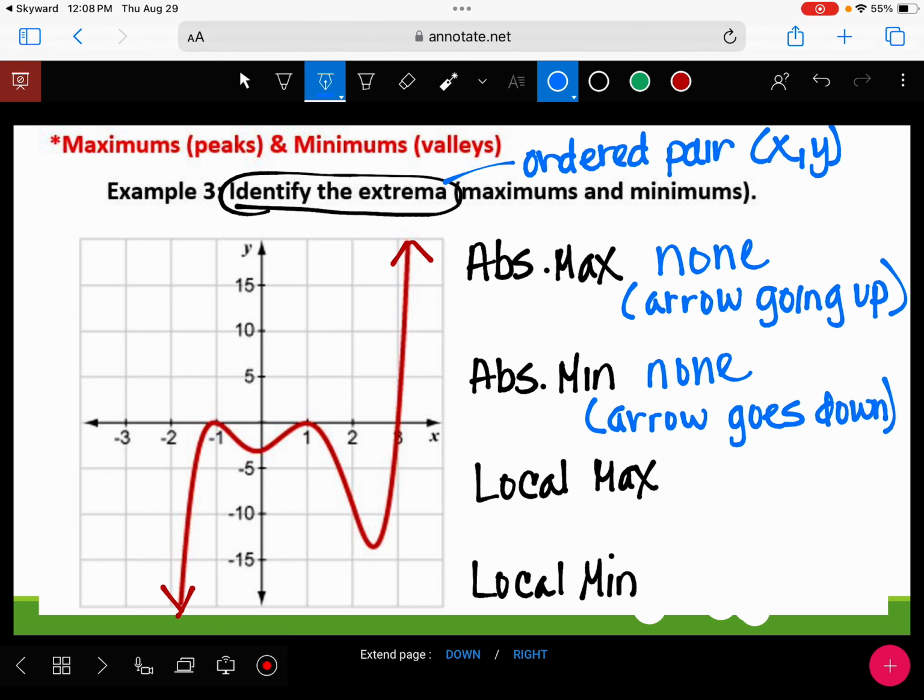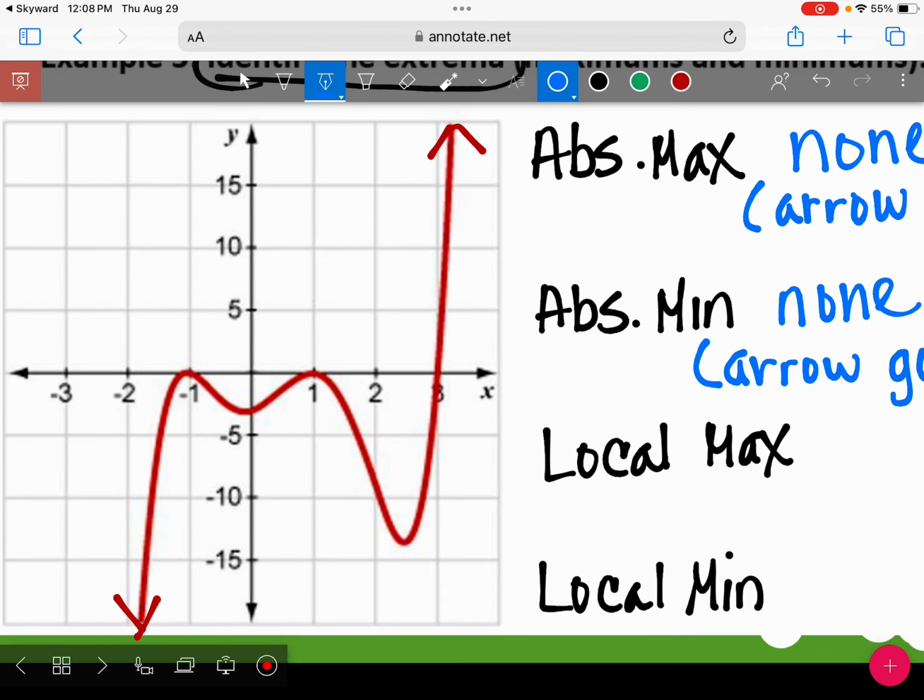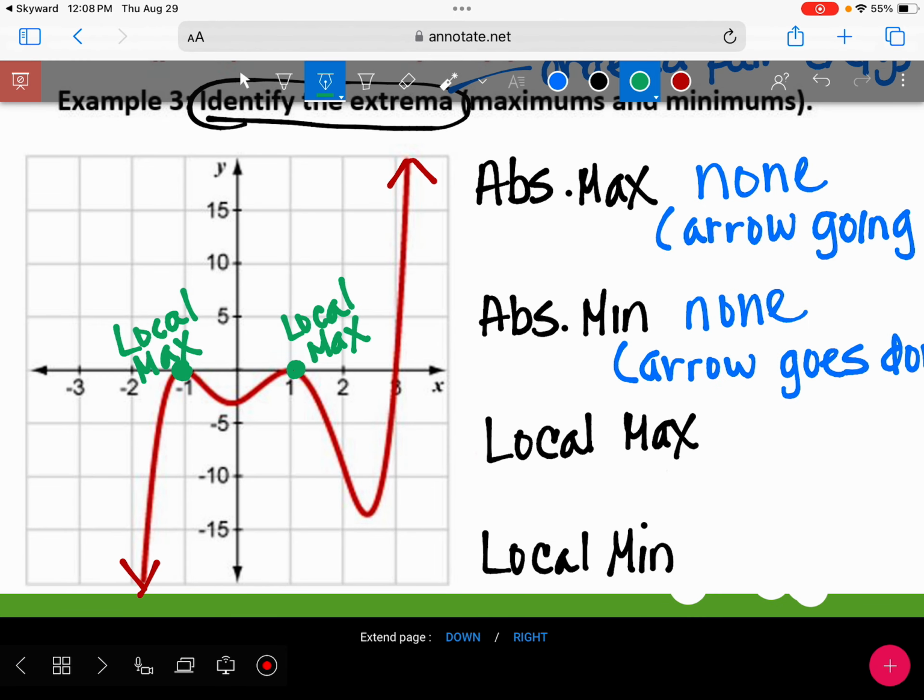So now all we need to do is identify the ordered pairs where we have a hilltop and a dip. So here and here, I'm going to put green dots. These two would represent my local maxes. So this will be a local max. And this is a local max. So let's go ahead and write those ordered pairs. So I have a local max, which is a hilltop, at -1, 0 and +1, 0. That's my local max.